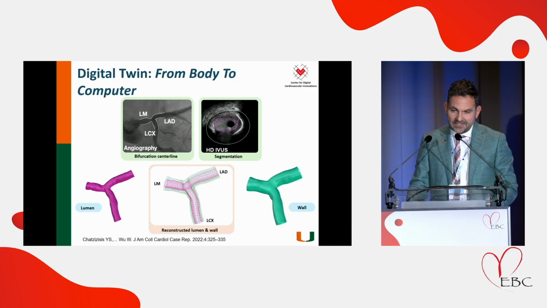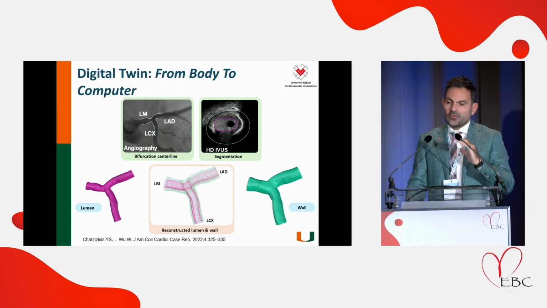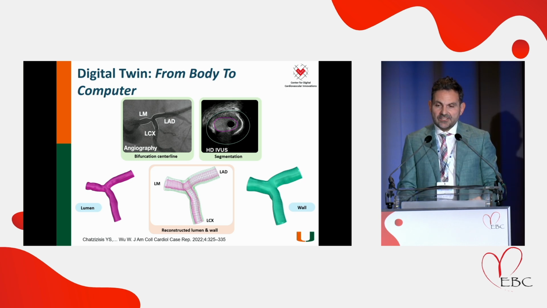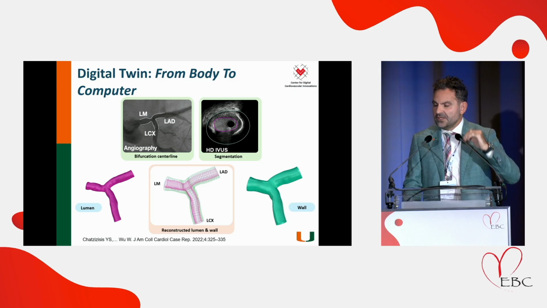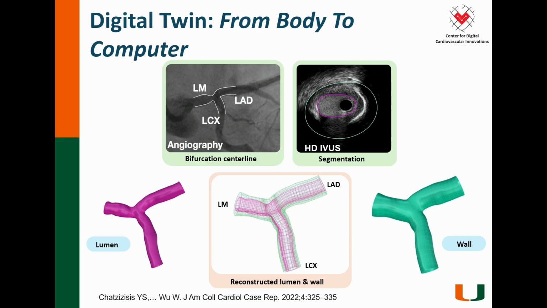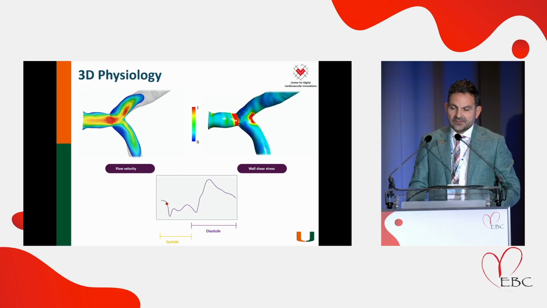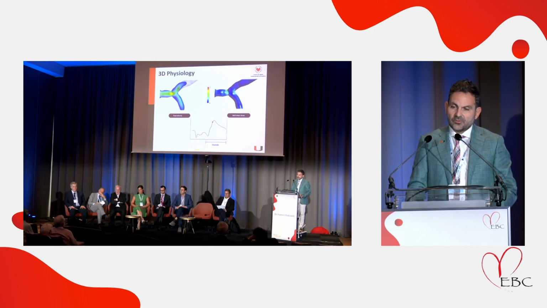So here we now pause. We took the patient off the table, and I will go to the route of planning. From the body to the computer, digital twin creation. You see here a combination of angio and IVUS, lumen, wall, 3D reconstruction. Again, a digital twin, a very faithful anatomical and physiological replica. You see the 3D physiology, the flow acceleration across the carina here, systole, diastole, every bit. Very important information. You see that the flow to the circumflex looks okay. It's only the distal left main that is the problem.